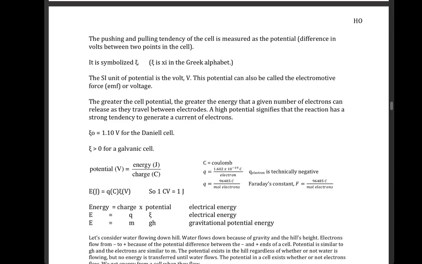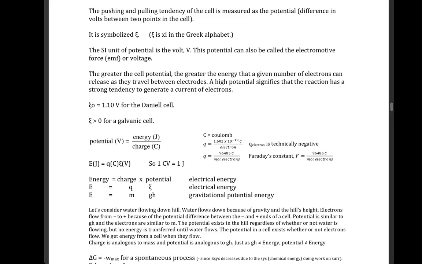So that is the potential. That's what the squiggly E is used to symbolize. I just refer to that as E. So it is symbolized with the Greek symbol xi from the Greek alphabet, a script E. The SI unit, the metric unit of potential, is the volt, a capital V. This potential can also be called the electromotive force, the EMF, or voltage.